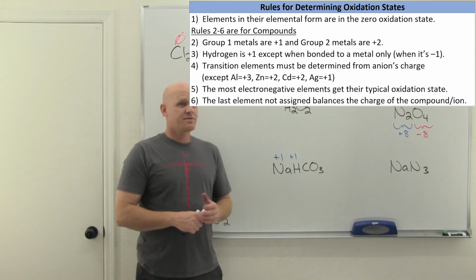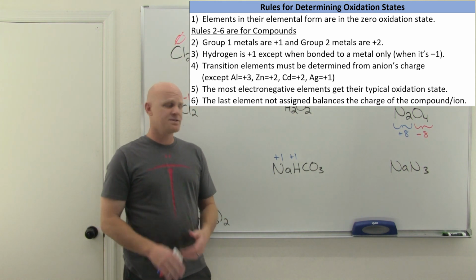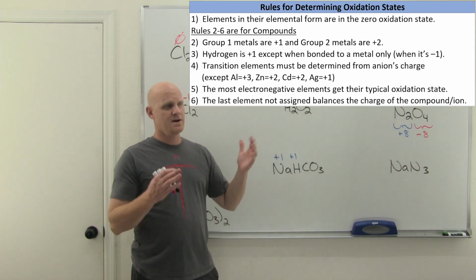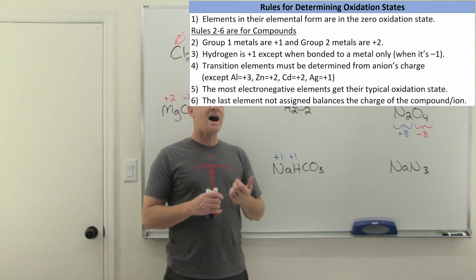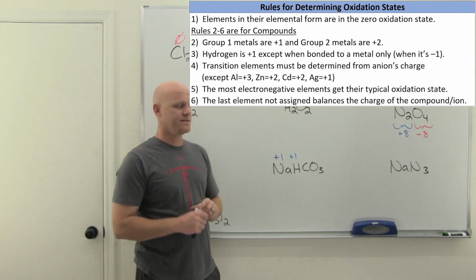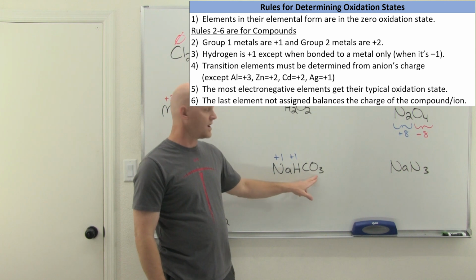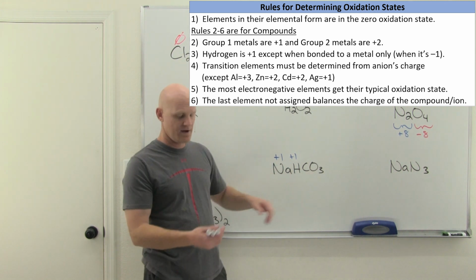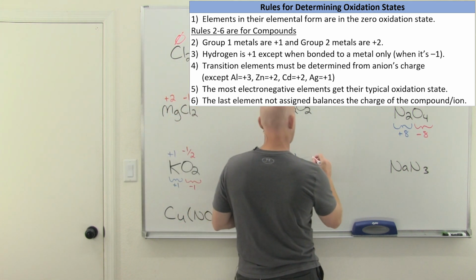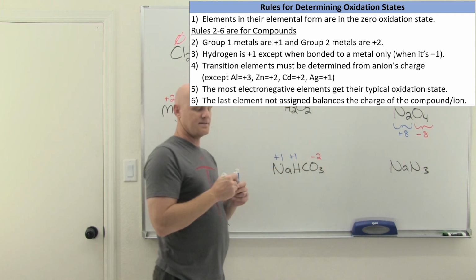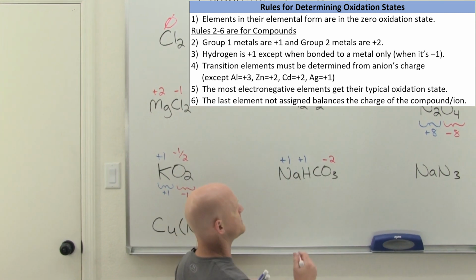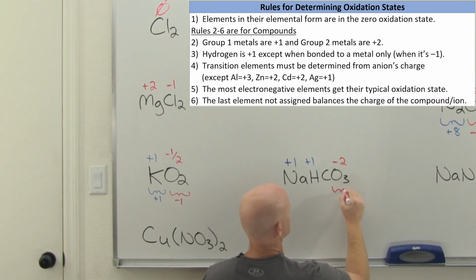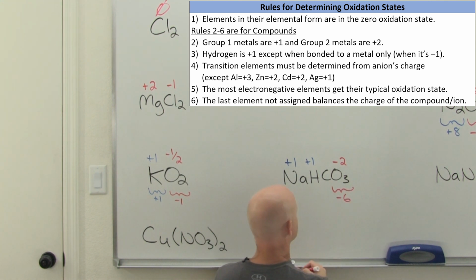All right, so moving on from there, we go to rule number 4, which deals with transition metals. We don't have any transition metals. Okay, so move on to rule number 5, and who's the most electronegative between the 2 elements that are left? Well, oxygen's closer to fluorine, and oxygen's more electronegative. And so we'll assign oxygen its typical oxidation state. And so we can see here that with 3 oxygens, that's going to contribute an overall charge of -6.